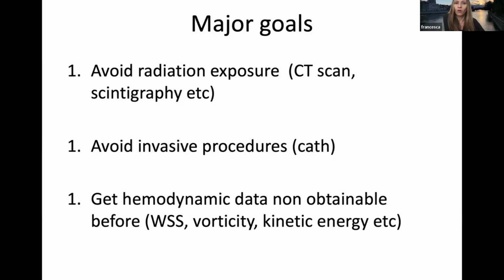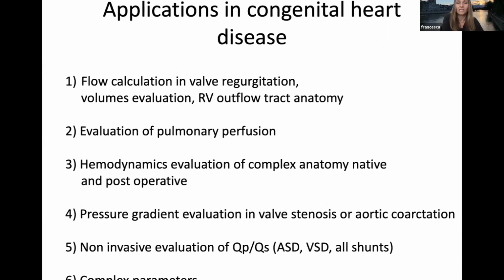The major goal of this technique is to avoid radiation exposure. We have abandoned a lot of CT scan indications, and scintigraphy to study perfusion, and we avoid invasive procedures in the majority of cases. And apart from all that, we get hemodynamic data that we absolutely were not able to have before. We are now understanding much more about the pathophysiology of congenital heart disease, as Arno will explain to you in the Fontan circulation. So how do we apply this sequence in congenital heart disease?